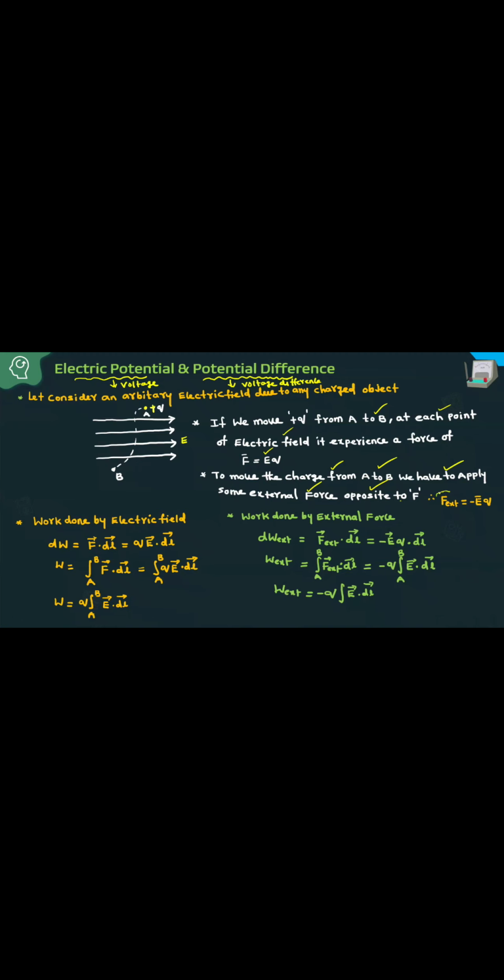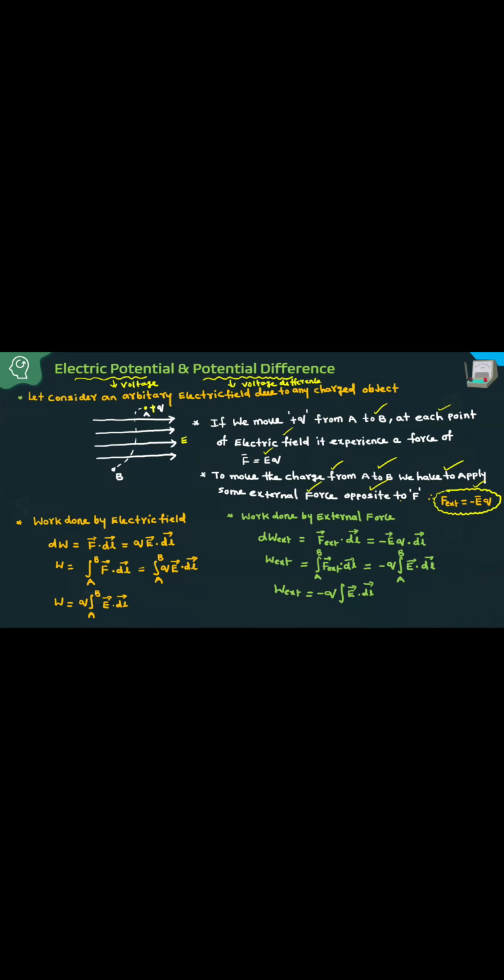Then what is this external force, friends? The external force equals minus E bar into Q. Why take a negative sign here? Here the force is positive, and we are applying an opposite force, which means negative. Then we can overcome this force, and only then does the charge move. That's why the external force equals minus E bar into Q. That means when we apply some external force, we are doing some work.